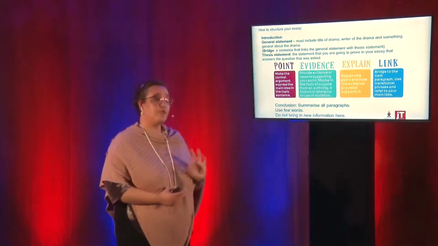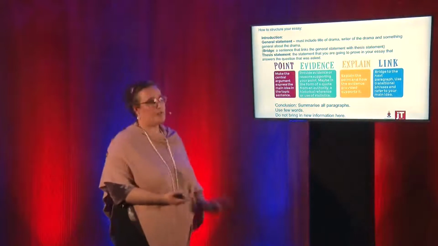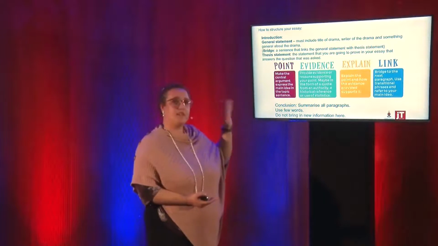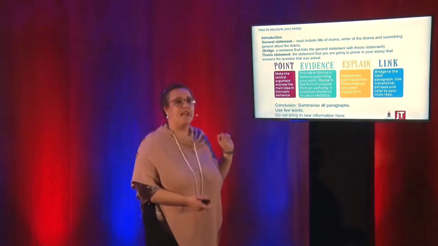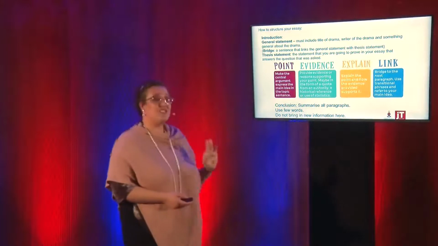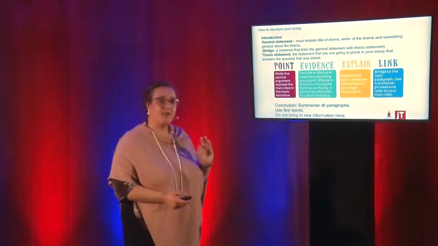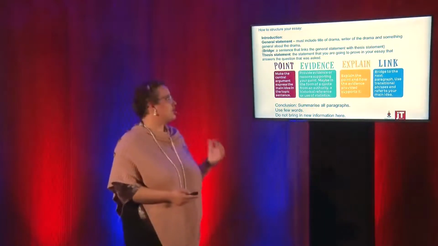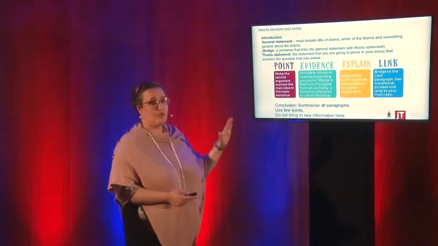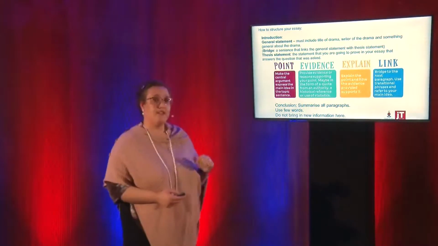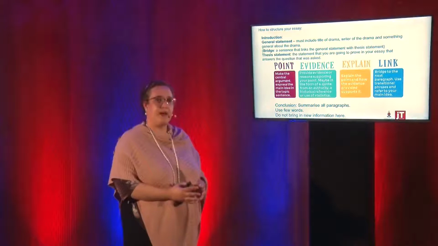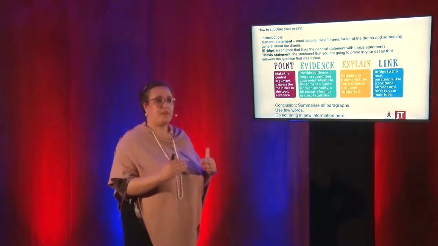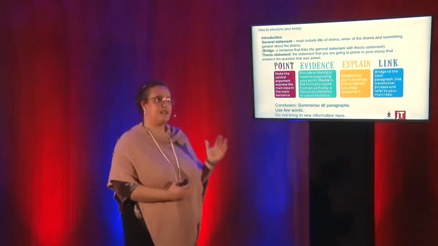Then you'll have 3 paragraphs. Now these 3 paragraphs will all follow your PEEL. That is the point, evidence, explanation, and the link. Now you have to do this 3 times and have 3 different explanations. Now we're going to work through each of them, and I'm going to show you what to do for all of them. Firstly, when I start each paragraph, the analytical paragraph, I have to look at the statement that I'm going to make that proves my thesis statement.